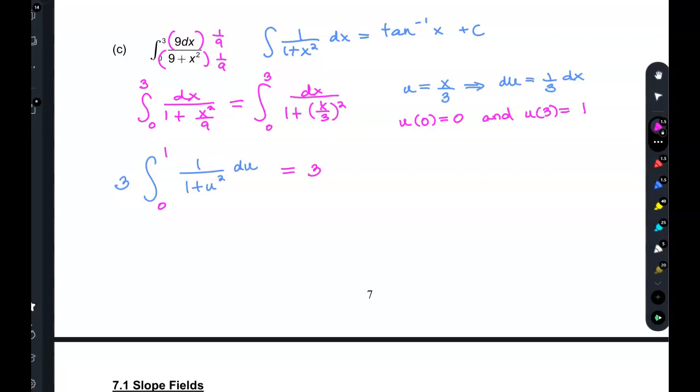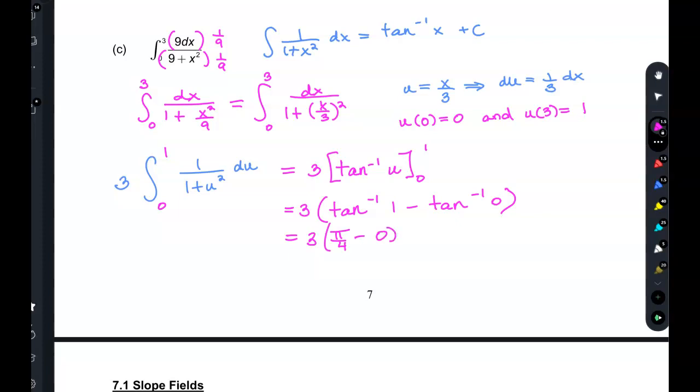So we have 3 tangent inverse of u evaluated from 0 to 1. So I have 3 times tangent inverse of 1 minus tangent inverse of 0. Where's tangent equal to 1? That's at pi over 4. Tangent inverse of 0 is 0, so I get 3 pi over 4.